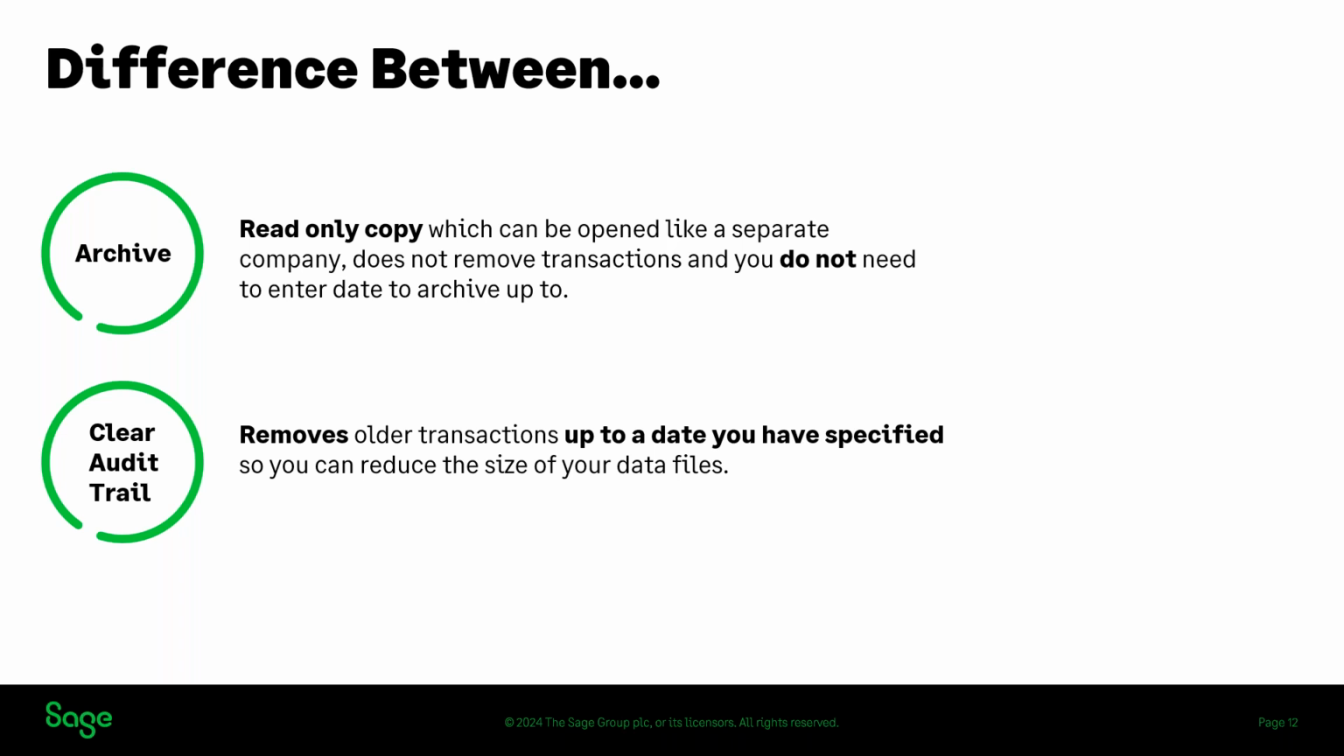I will show you how to access that shortly though. Now, as I said at the start of the session, archive is just part of a bigger process. So if you're going to do year end, then you will do the archive as part of the year end. If you're going to run a Clear Audit Trail, so you want to remove transactions from your software, you will do a backup, you will then do an archive, and then you will run your Clear Audit Trail process. But again, all of this is covered in more detail in the year-end process session and the Clear Audit Trail session as well.